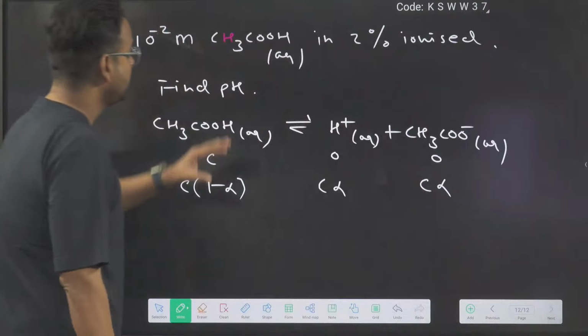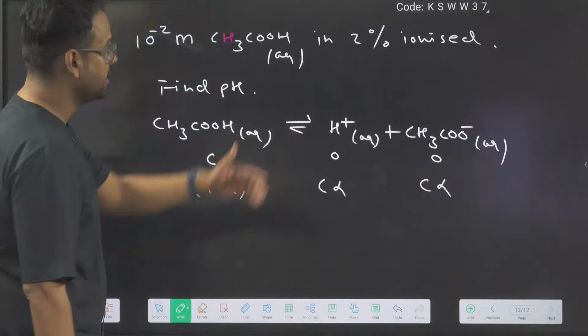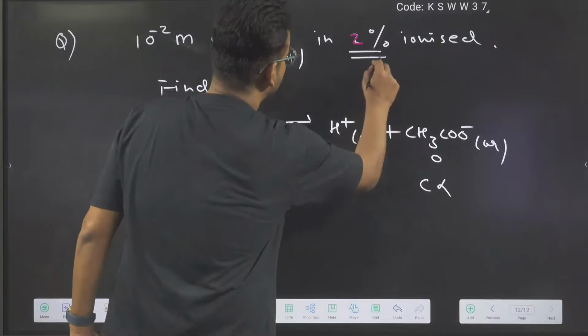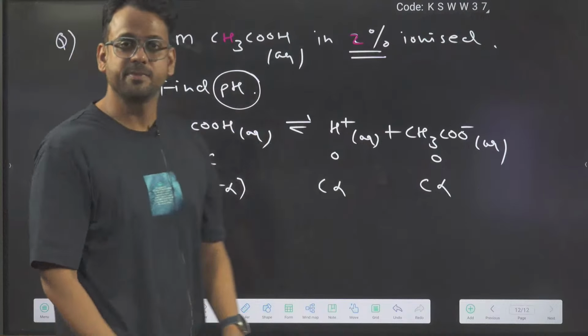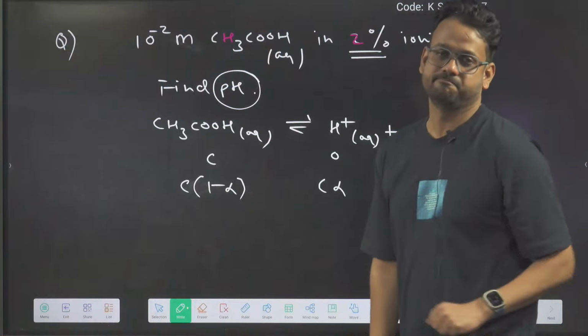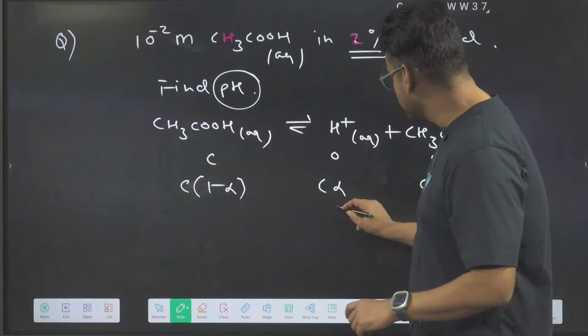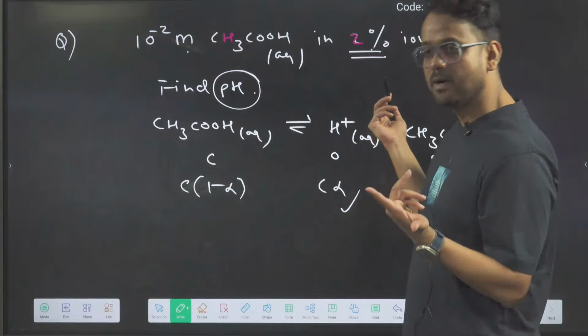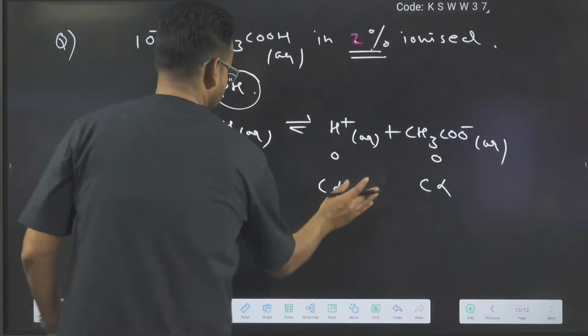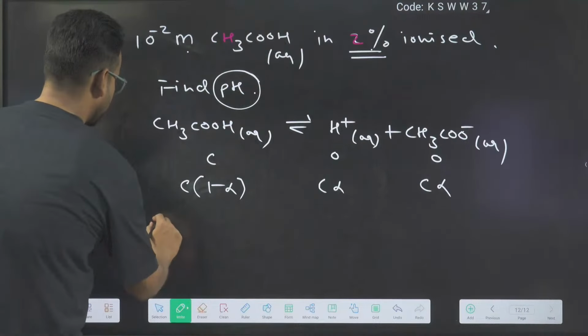But this is a much more direct question. Here you have been given alpha and I have to find pH. pH means what? Molarity of H plus. So molarity of H plus is how much? C alpha. C here, alpha here. That's it. C alpha is directly given. No need for any formula over here.